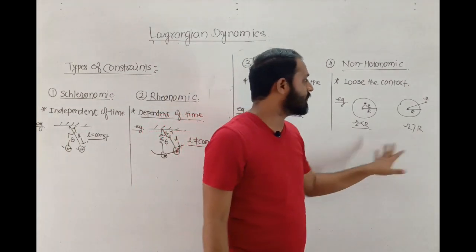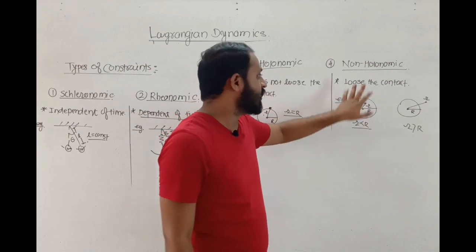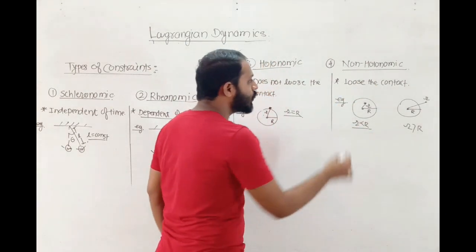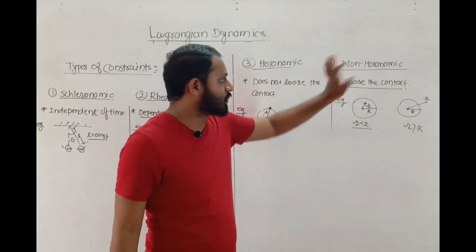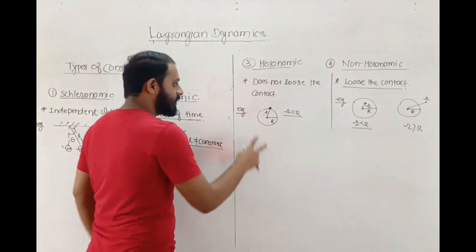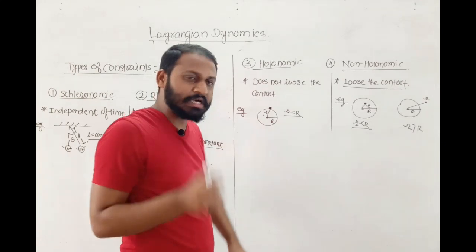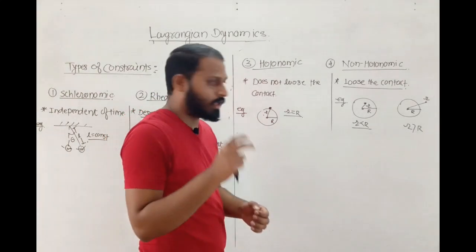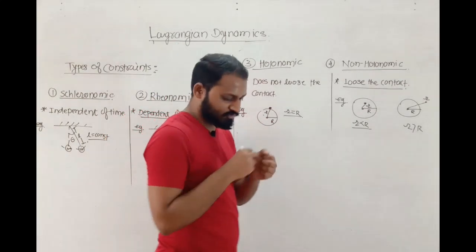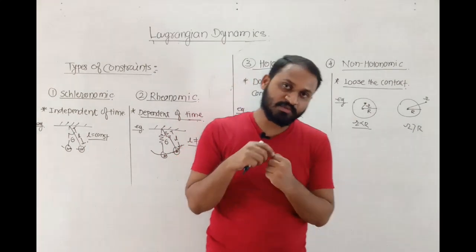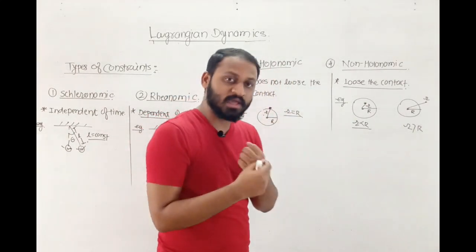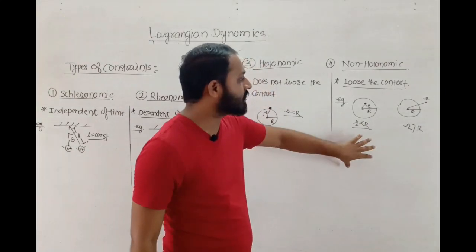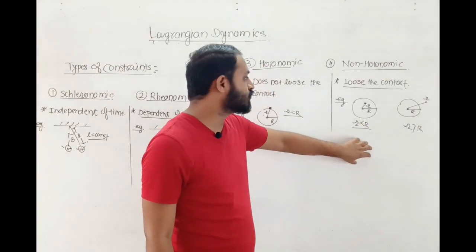यहाँ पे दो केस हमने देखे. तो where the particle loses the contact, that comes under the non-holonomic, and here the particle does not lose the contact of the sphere, which is continuously moving on the surface of the sphere. Here the particle is continuously moving on the surface of the sphere, but here the particle loses the contact.